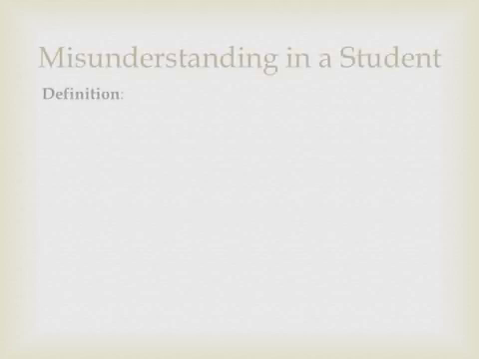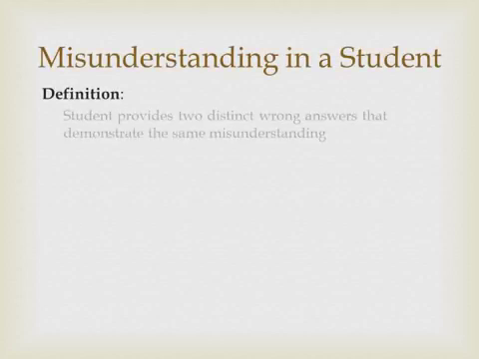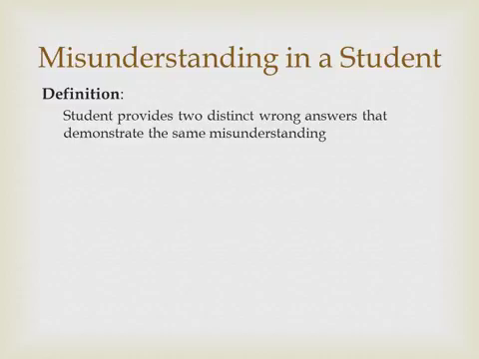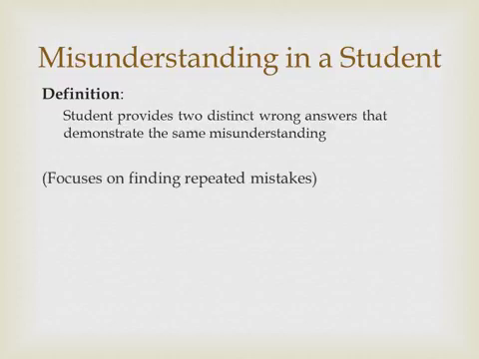So how do we create this model? First, we need to define a misunderstanding in a student. A student has a misunderstanding if he or she submits two distinct wrong answers demonstrating that misunderstanding. This lets us focus on repeated mistakes. Given this definition, let's revisit some of what we showed in the overview video.